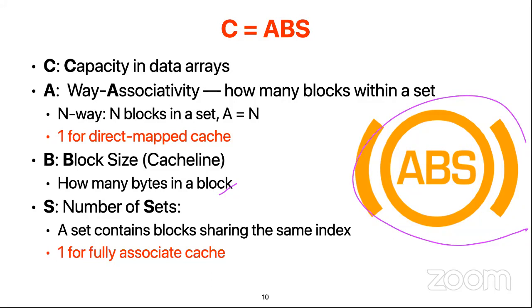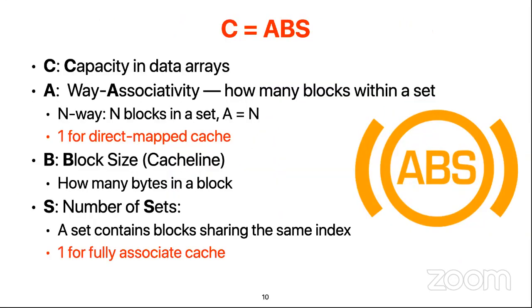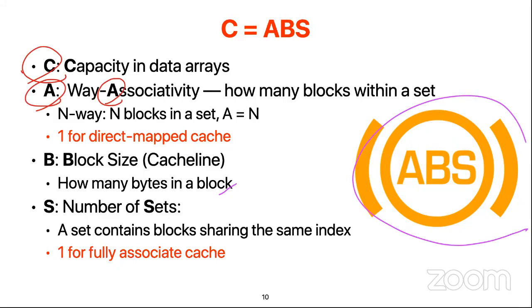What C equals ABS really means is that C here is the cache size, the capacity of your data arrays in a cache. And A is the set associativity, meaning how many blocks there are within a set. For the previous example, the structure that we saw, each set has 2 blocks, 1, 2. We have 2 blocks, so this is a two-way set associative cache. So that's the definition of A.